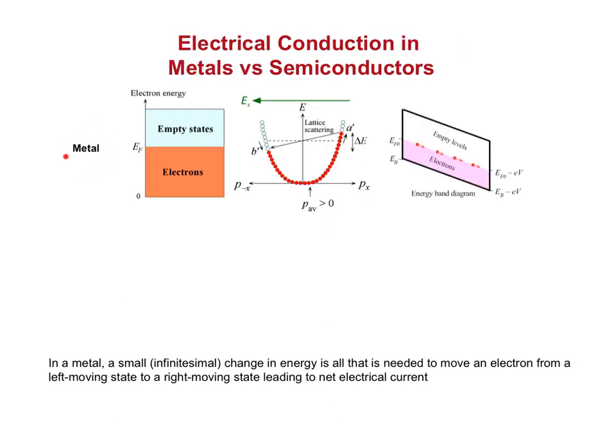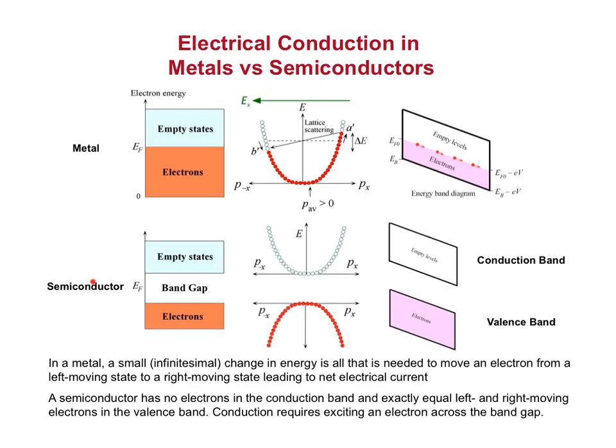Recall that in a metal with a Fermi level inside a band, only an infinitesimal amount of energy is required to move an electron from a left moving state to a right moving state, which enables the metal to be a good conductor in an electric field, with electrons at the Fermi level moving from one side to the other.